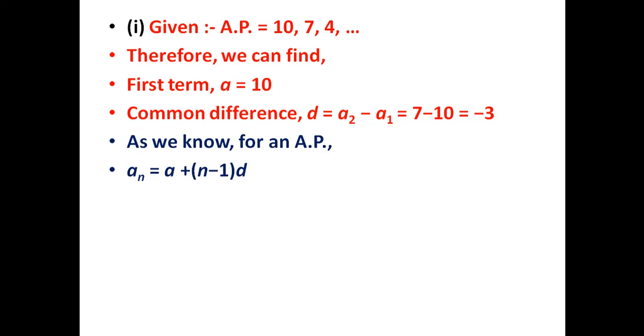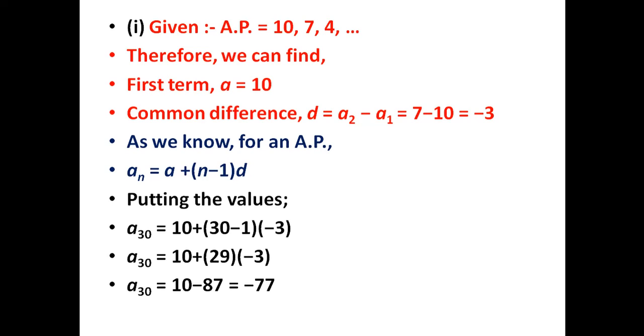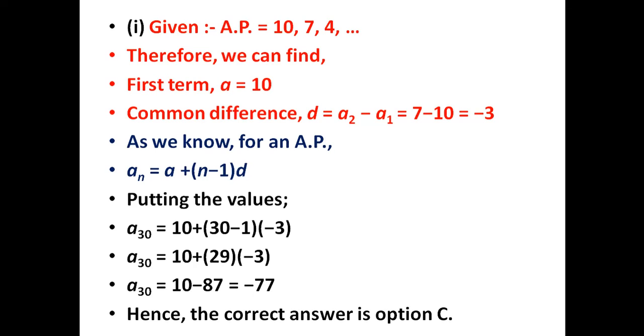So the formula is an equal to a plus n minus 1 into d. Putting the values, the 30th term, a30 equal to 10, that is the a value, plus 30 minus 1 into d, the d value is minus 3. Simplifying, you will get 10 minus 87 equal to minus 77. So the correct answer is option C, minus 77. That's the 30th term.